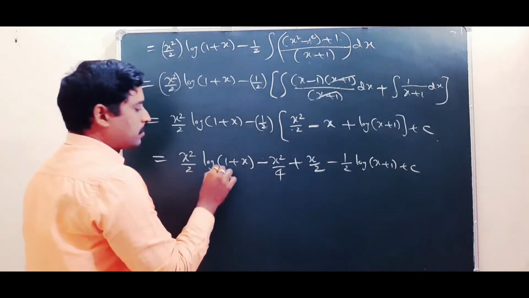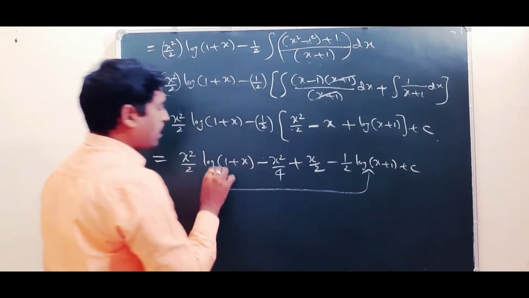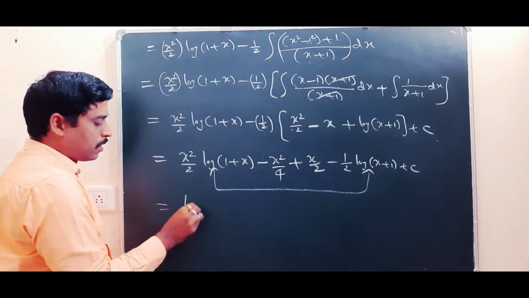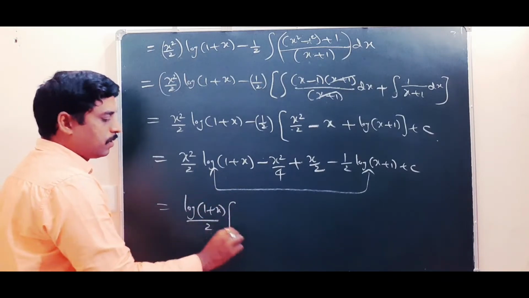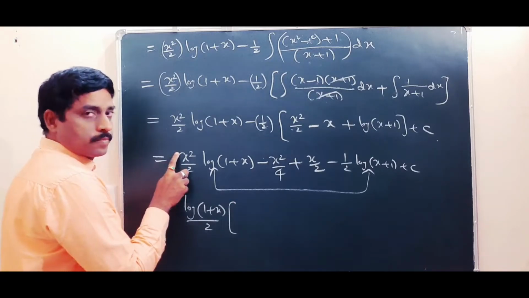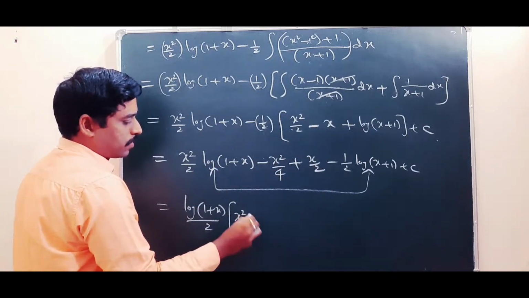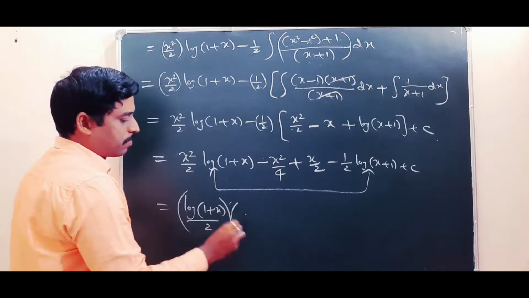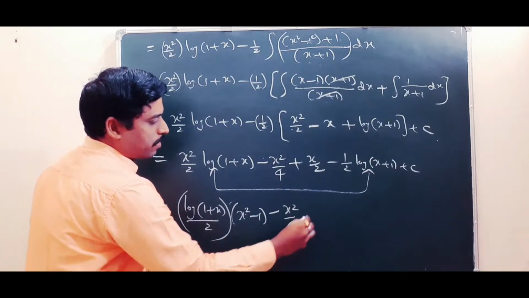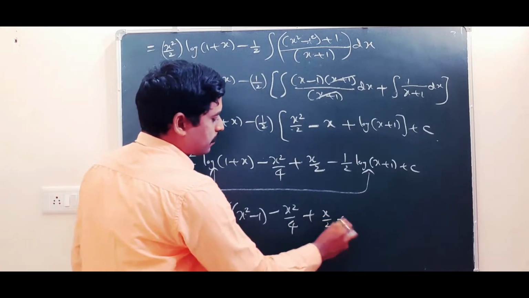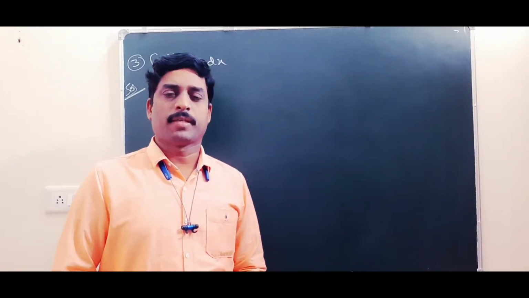Okay, so let us take common log of x plus 1. Log of 1 plus x by 2. Take out common 1, x square minus 1. So into x square minus 1. Okay, remaining values write as it is. Minus x square by 4 plus x by 2 plus 6. Okay, this is the final answer. Okay, let us go to the next problem.